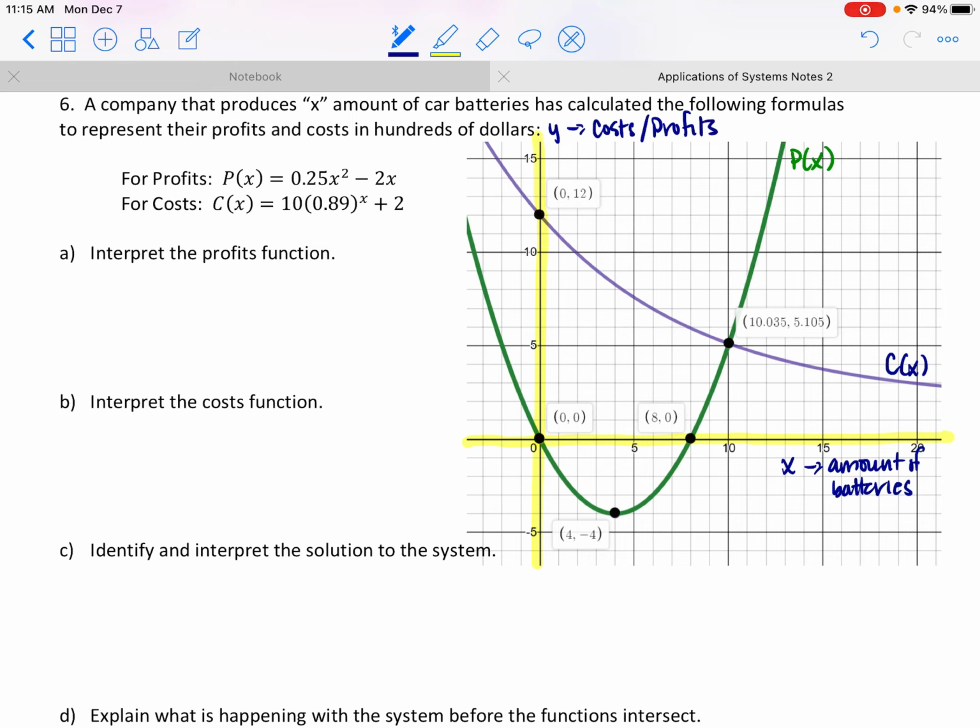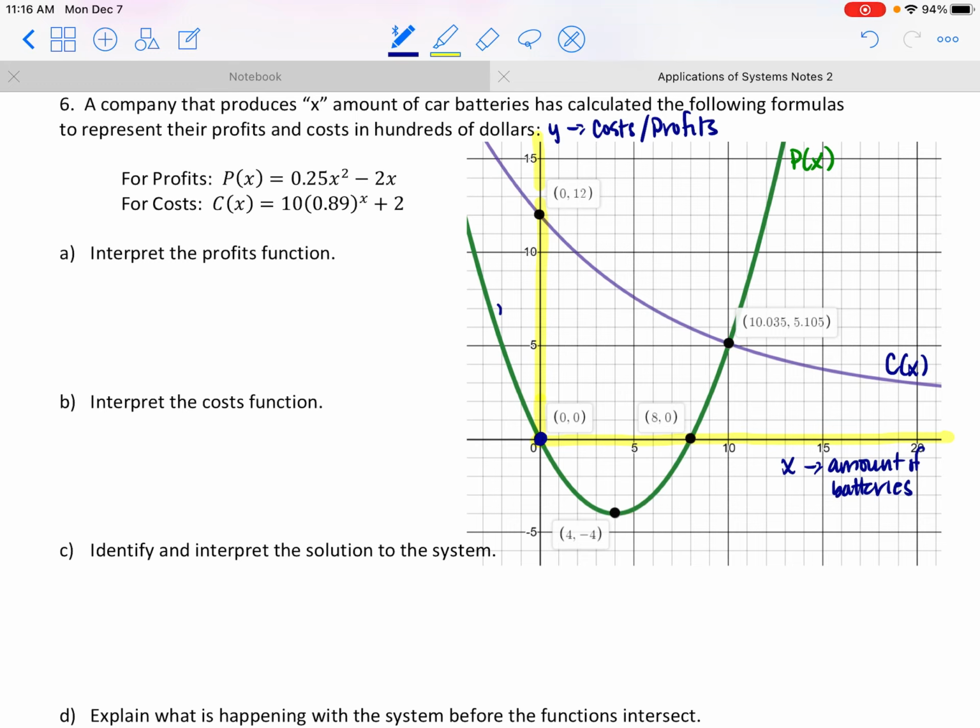Okay, so let's interpret the profits function. This piece of the graph doesn't really apply to our problem because we can't have an amount of batteries that's less than 0. So anything before x equals 0 doesn't apply, and the same thing here. It's there because when I graph the function, those pieces show up, but we don't really need them. Really nothing in the negative quadrants makes sense, so let's focus on quadrant 1, where we're positive.